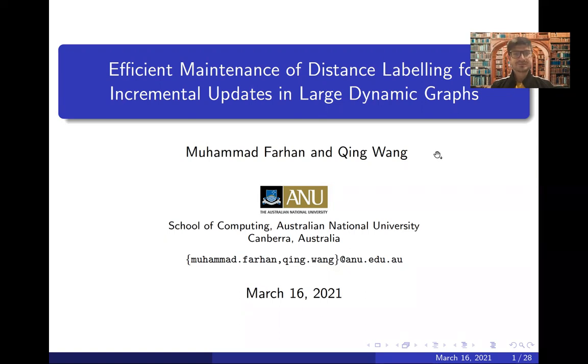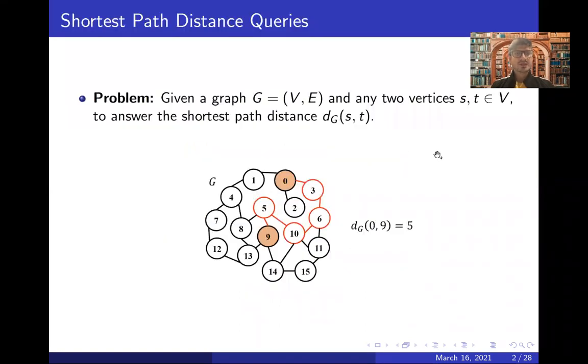Jing Wang. In this work, we studied the problem of shortest path distance queries in very large graphs. That is, given a graph G and any two vertices S and T, to answer the shortest path distance between S and T in G. For example, in the graph shown here, the distance between 0 and 9 is 5.